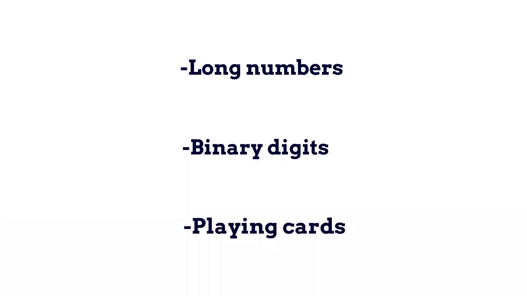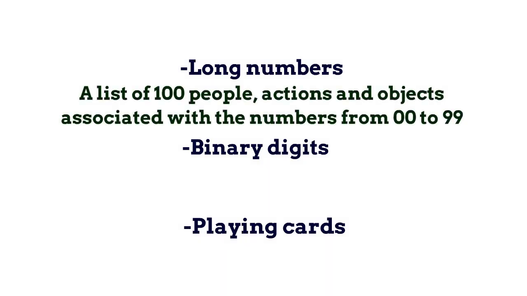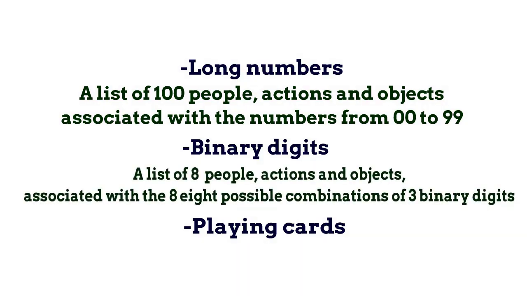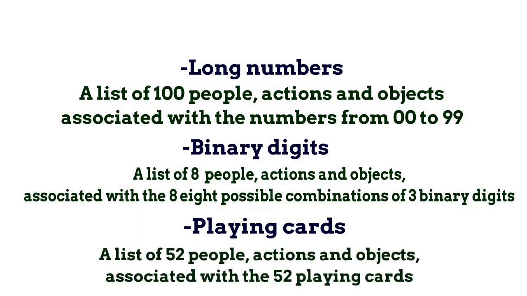Thus, for the 3 applications of the method, we will need distinct codes as follows: a list for memorizing numbers consisting of 100 people, actions, and objects associated with the numbers from 00 to 99, a list for memorizing binary digits consisting of 8 people, actions, and objects associated with the 8 possible combinations of 3 binary digits, and a list for memorizing playing cards consisting of 52 people, actions, and objects associated with the 52 playing cards. All 3 variants of this method have the same sequence of 4 steps.